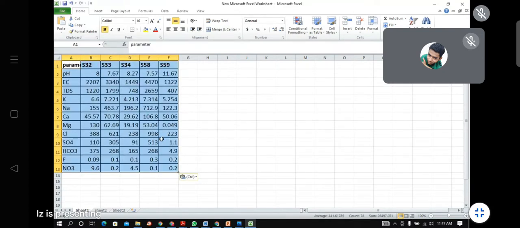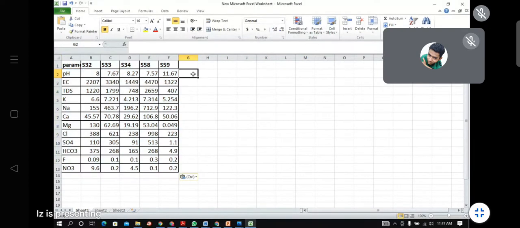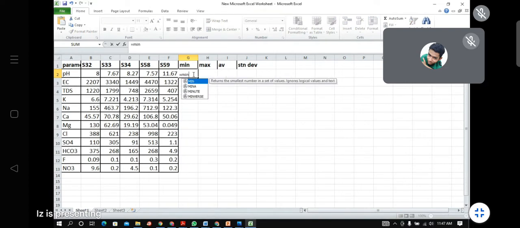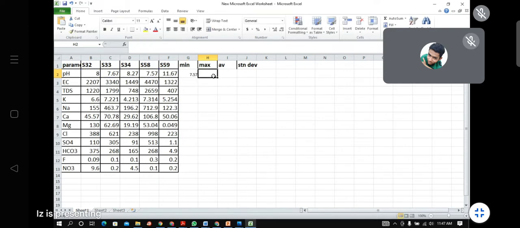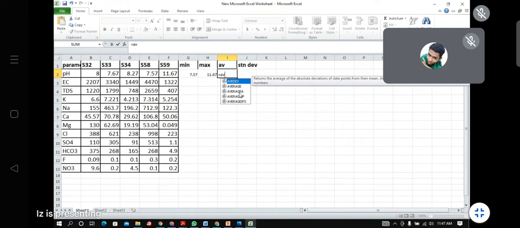तो ये सिंपल स्टैटिस्टिक्स है. फॉर एग्जांपल ये आपका डाटा है. नाउ इसमें यू कैन गो फॉर मिनिमम, मैक्सिमम, एवरेज वैल्यू, स्टैंडर्ड डेविएशन, so these are quite common statistical parameters. So minimum we can, maximum, average.